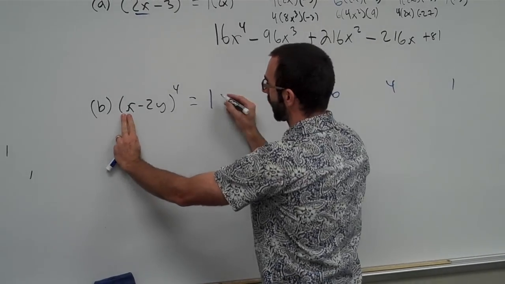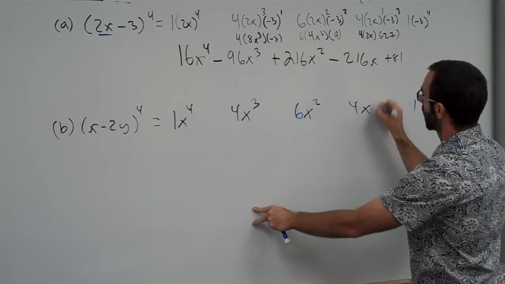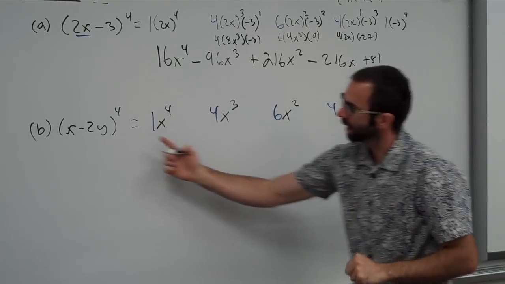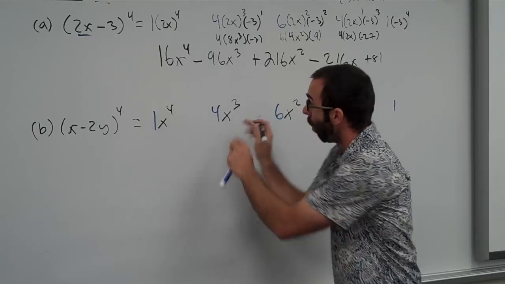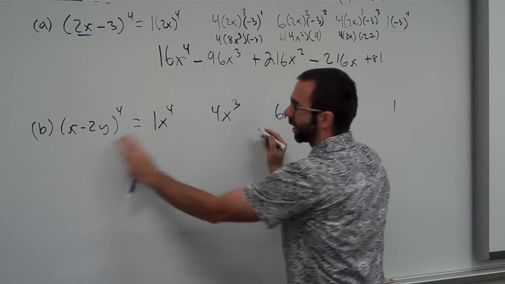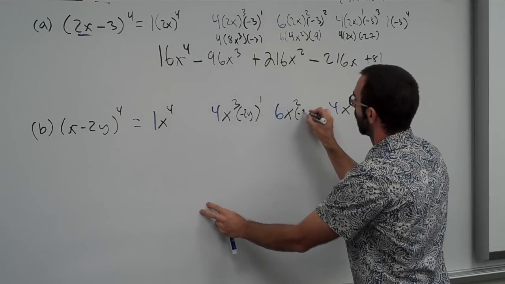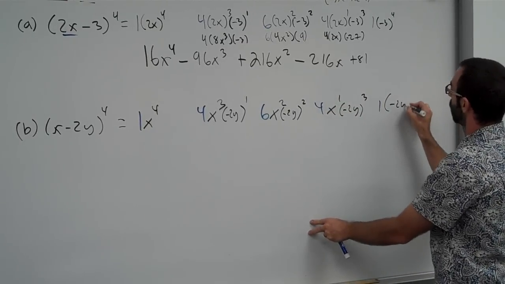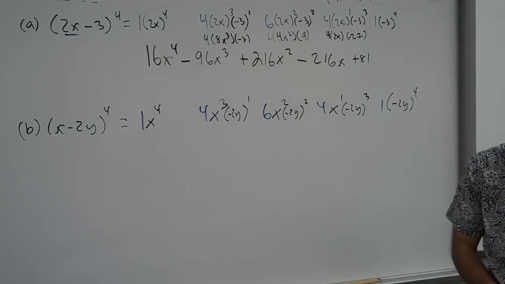I'm going to take my first term, x to the power 4, then x to the power 3, x to the power 2, x to the power 1. Same thing, right? Now I take my second term, negative 2y, and I start with the power 0, so we go backwards: 0, 1, 2, 3, 4. So there's nothing there, but here we put in parentheses negative 2y to the power of 1, negative 2y to the power of 2, negative 2y to the power of 3, and negative 2y to the power of 4. Now we've got to clean this all up.